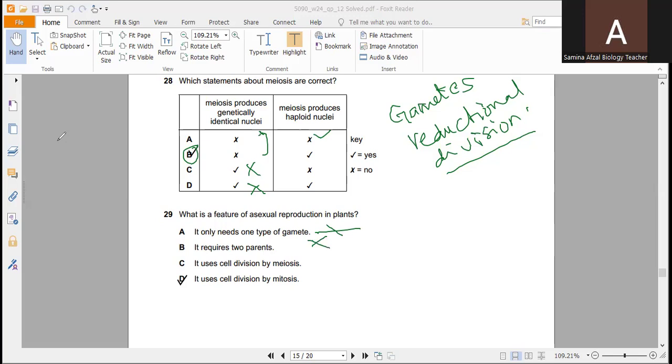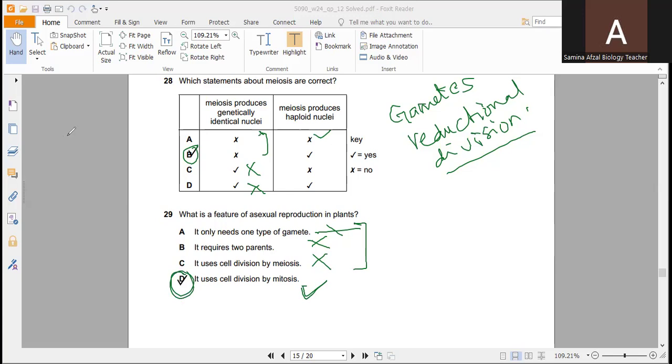In sexual reproduction, both parents are required. It uses cell division by meiosis. Meiosis takes place only in the sex cells. So this is not a sexual division. This is asexual division and it takes place by mitosis. So D is the correct option.